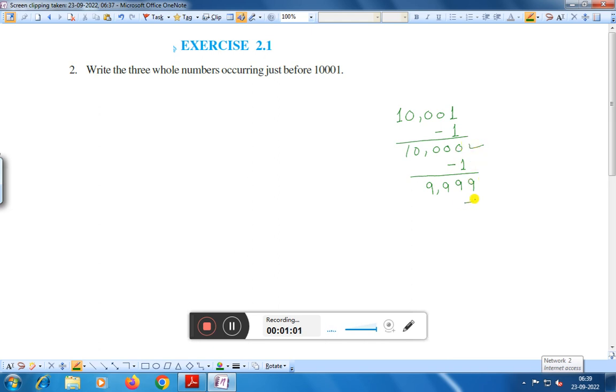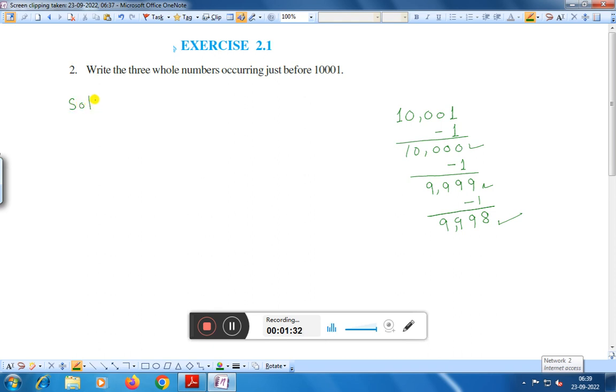Again, if we subtract 1, then we are getting the number, here it is 9,998. Therefore, the three whole numbers occurring just before 10,001 will be 10,000, 9,999 and 9,998, right? Therefore, the answer will be, here we are writing the answer.